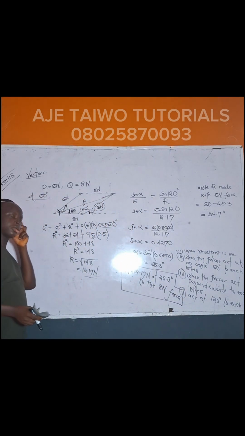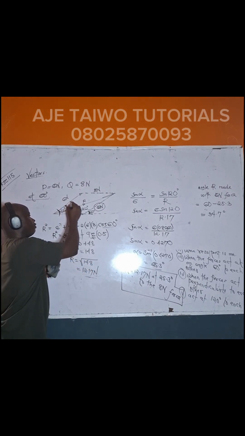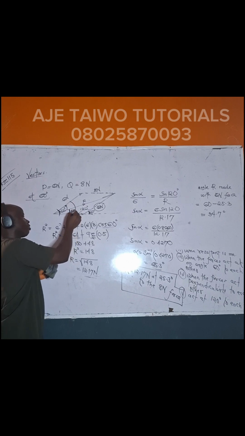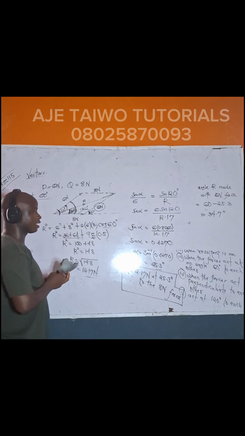Look at the board. Class, look at it. What's the whole of this angle? 60 degrees. That means if here is 25.3, what will here now be? That is 60 minus this. Is that clear, class? Yes, sir.